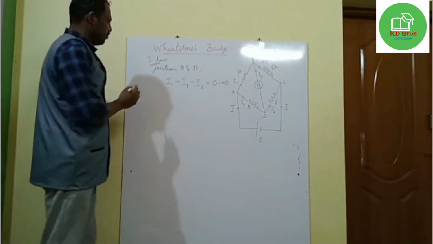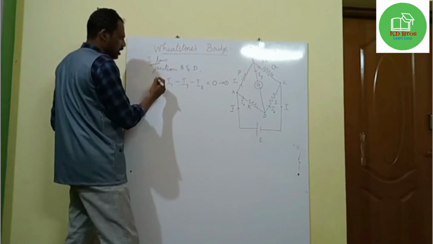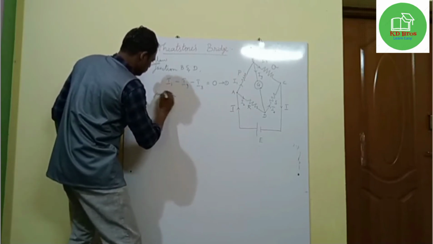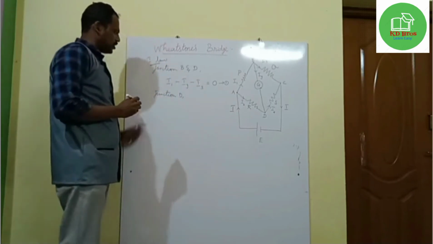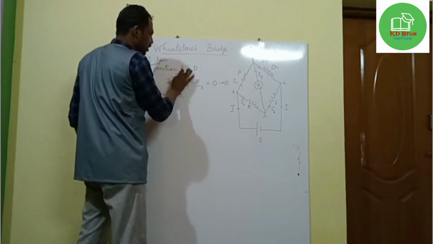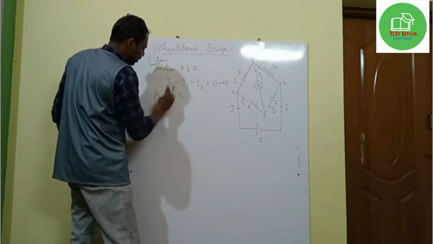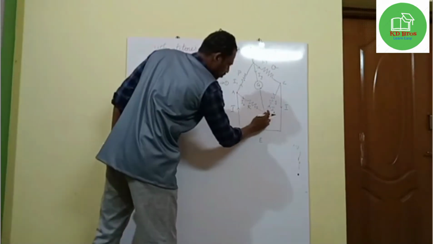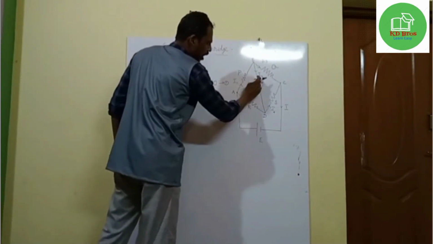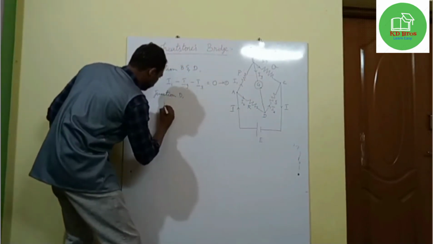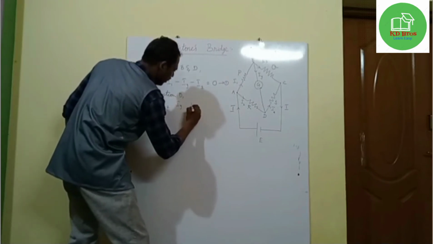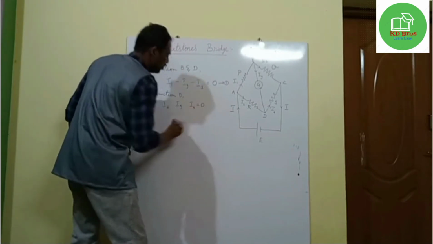Next, we have to apply the same law at junction D. At junction D, the currents involved are I2, Ig and I4. So here you have to write I2, then Ig, then I4, which is equal to 0.